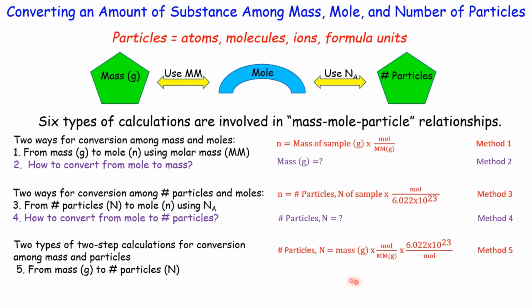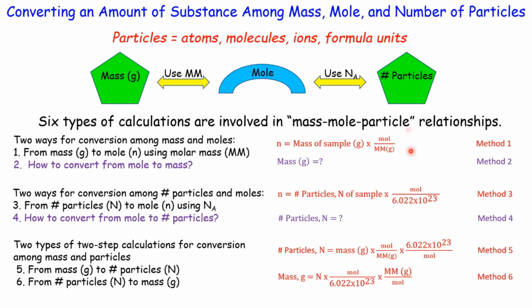All right? So therefore, you start from mass, convert to mole, and then convert from mole to number of particles. Convert from mole on bottom, particle on top. That's 2 steps. We call that method 5. Method 6 is the opposite. Convert from number of particles to mass.